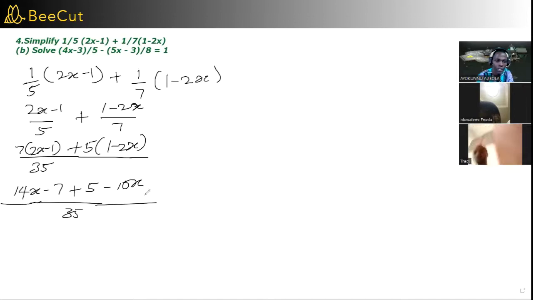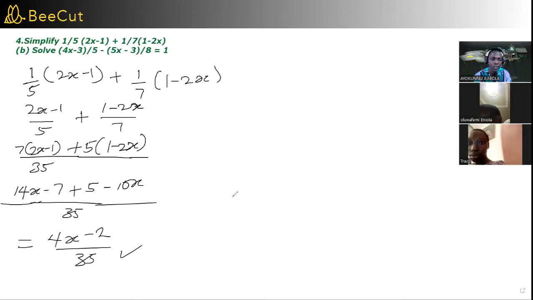So with this, what do I have? I have 14x minus 10x, and that is 4x. Then I have minus 7 plus 5. What is minus 7 plus 5? That's minus 2. So minus 2 now over 35. This is your answer because there is no number that can divide the 3 at a go. So you leave it like this.